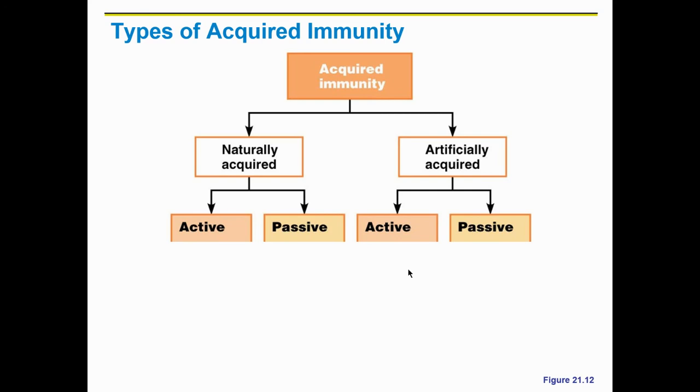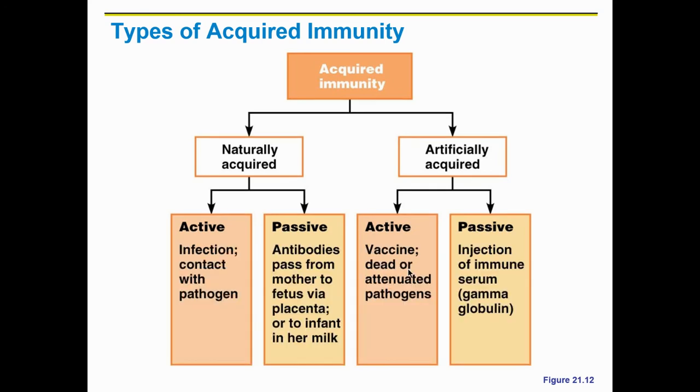So, what's an example of those? Well, an example of naturally acquired active is when you just come into contact with something. You touch a doorknob, someone sneezes on you, something like that, but you come into contact with it, it produces an infection, and then you make your own antibodies to combat that infection.